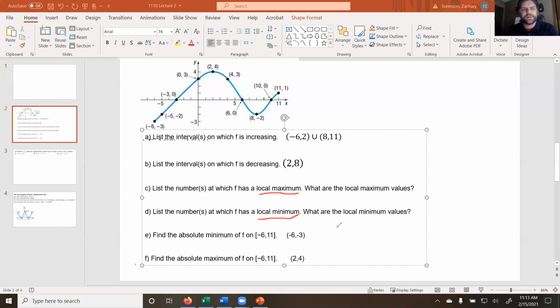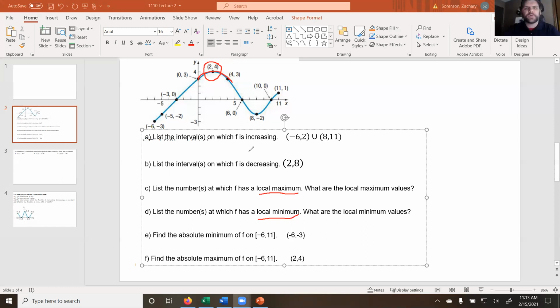The simpler definition of local max and local min is we kind of think about hills and valleys. And so if my graph starts to go up, up, up, and then starts to go down, this is where that change happens. At the top of that hill, that's my local min.